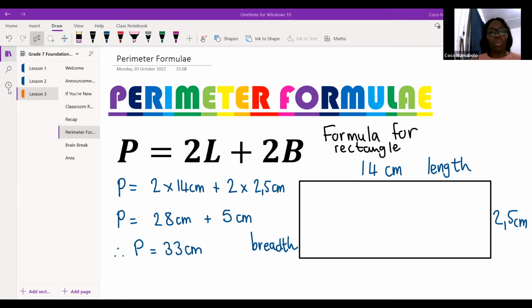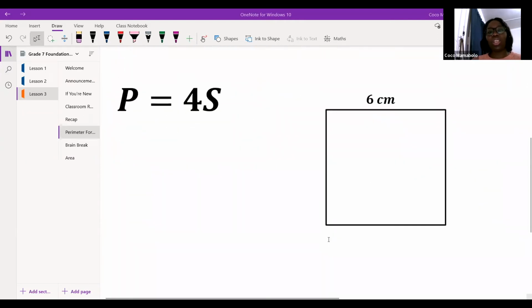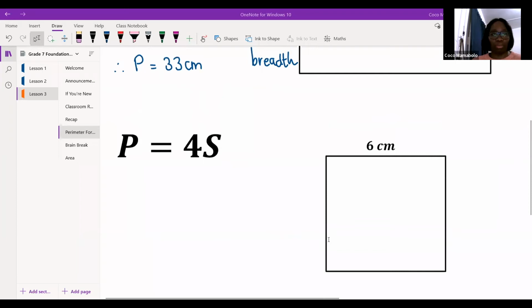Okay, all right. We're going to do the next one. We're going to be looking at the formula for a square, and it's the easiest thing on the planet, guys. We're just going to take the side and multiply it by 4. So if over here I've got 6 centimeters, all I'm going to do is go P is equal to 4 times 6 centimeters. Punch it in the chat, guys.